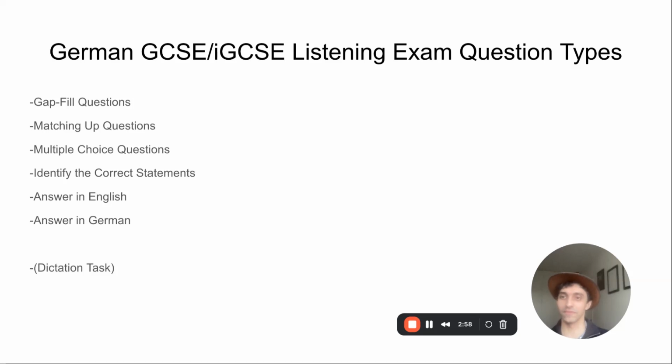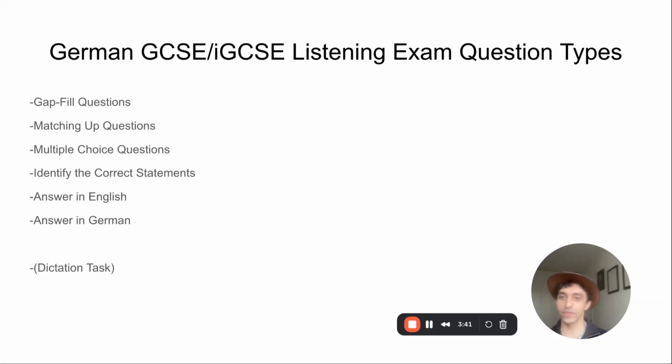And speaking of question types, these are the particular question types that we're going to explore and look at in more detail. They include gap fill questions, matching up questions, multiple choice type questions, questions where you have to identify the correct statements, questions where you need to answer in English, and questions where you have to answer in German. In brackets, I've also put the dictation task, which is part of the new German GCSE for two particular exam boards, AQA and Pearson Edexcel GCSE, for exams from 2026 onwards. But that's not covered in this video because there is a different video specifically on the dictation task.